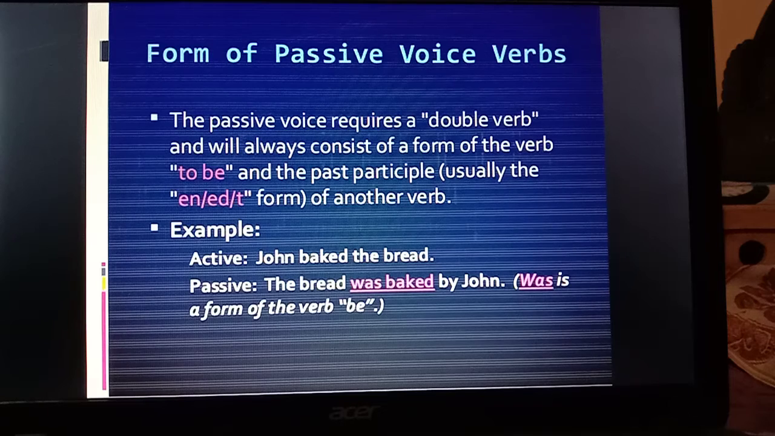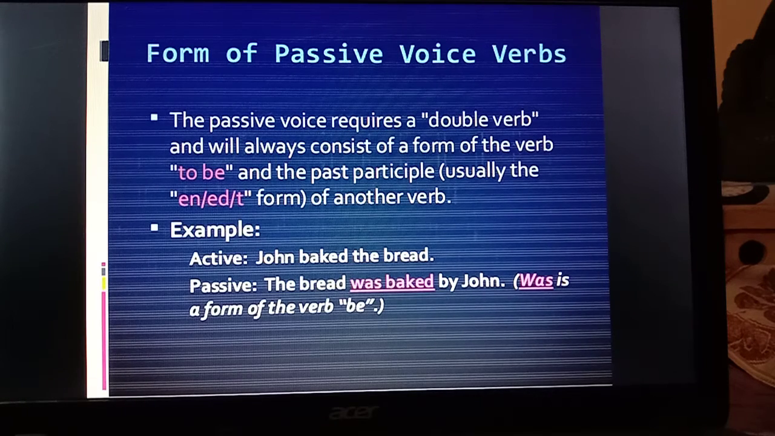Form of passive voice verbs. The passive voice requires a double verb and will always consist of a form of the verb to be, in any form, and the past participle, usually the en, ed or t form, that means the main verb, which is changed. That is called the main verb.